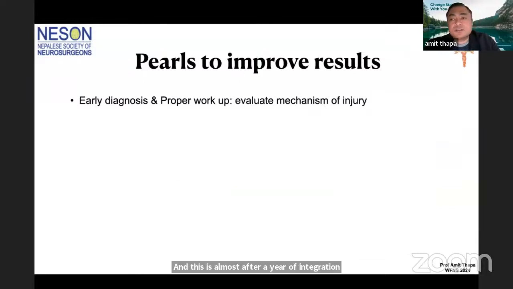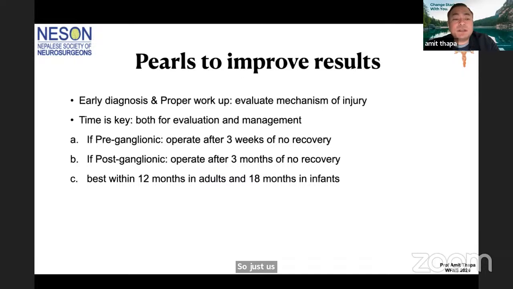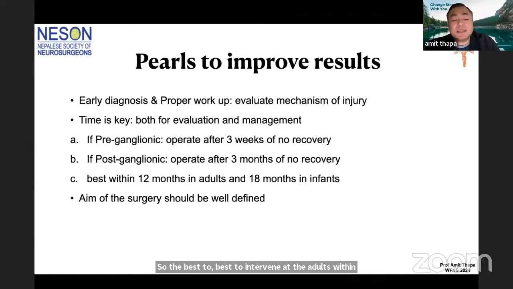So just sharing with you small pearls to improve results. Early diagnosis and proper workup is very important. Time is the key. One has to remember, in pre-ganglionic injury, we do not wait more than 3 weeks. This is just to give some time for the neuropraxic injury to improve. Post-ganglionic injury, if it is going to recover, will recover within 3 months. After that, we have to intervene. It is best to intervene in adults within 12 months, and in infants 18 months can be allowed.